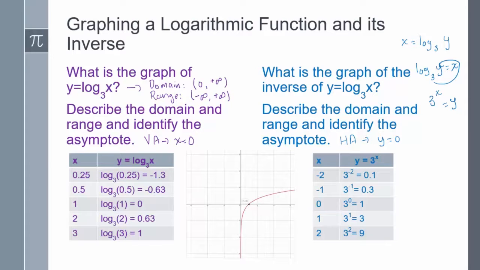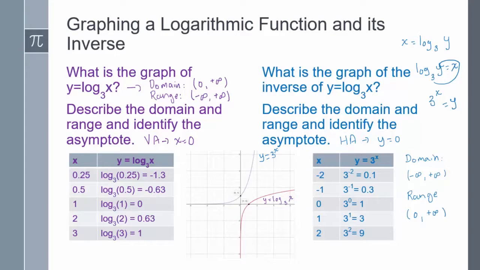Plotted the points. And here is our graph of the inverse of the logarithmic function, which is y equals 3 to the power of x. Let's talk about the domain and range for our inverse. Our domain goes from negative infinity to positive infinity because I can put in all values for x, the negative values for x and the positive values for x.